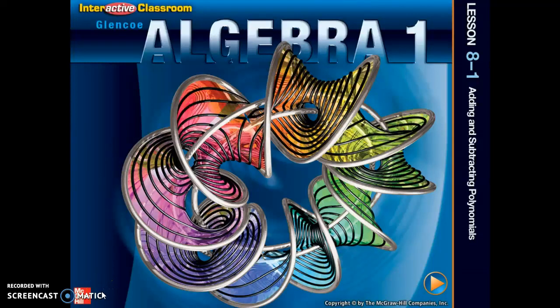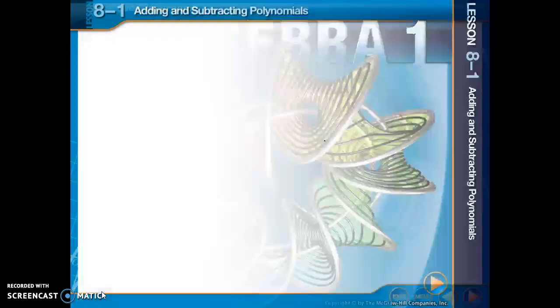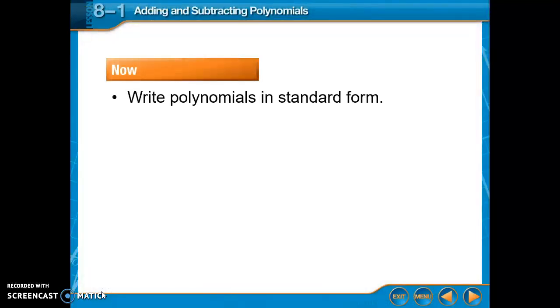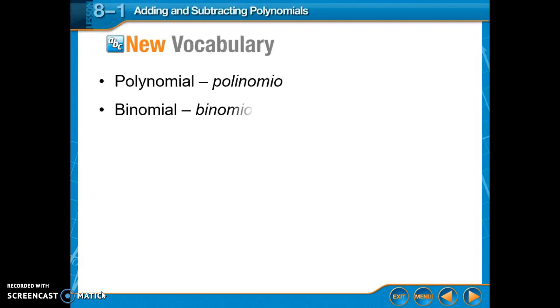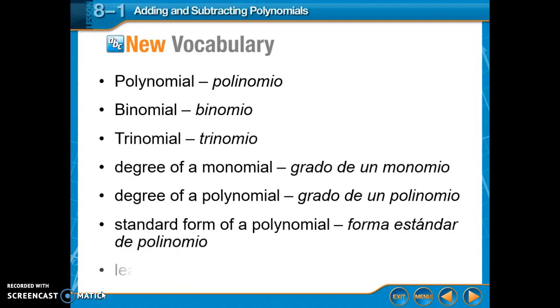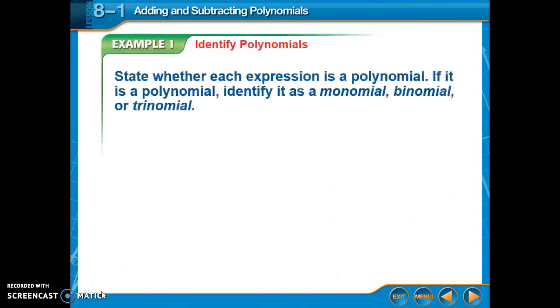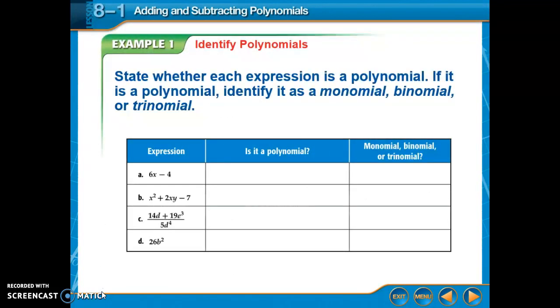Lesson 8.1 is adding and subtracting polynomials. In this section, you will learn to write polynomials in standard form, as well as add and subtract polynomials. So, some vocabulary: polynomial, binomial, trinomial, degree of a monomial, degree of a polynomial, standard form of a polynomial, and leading coefficient.